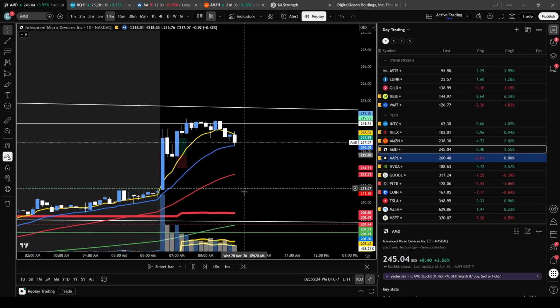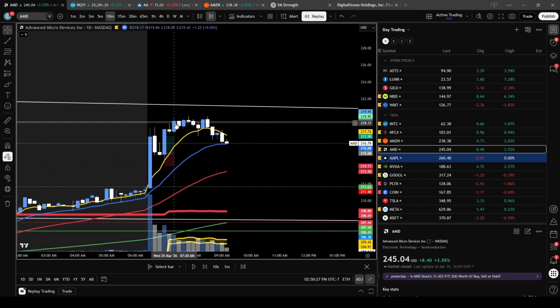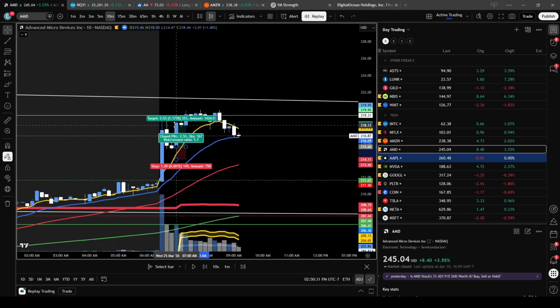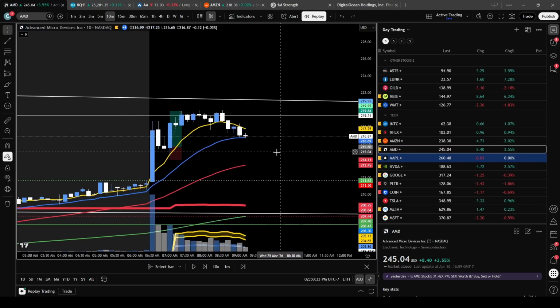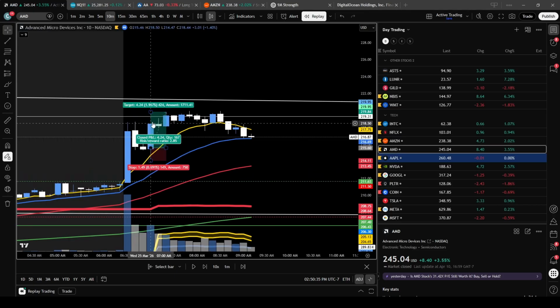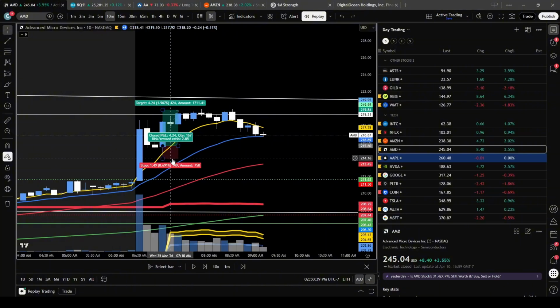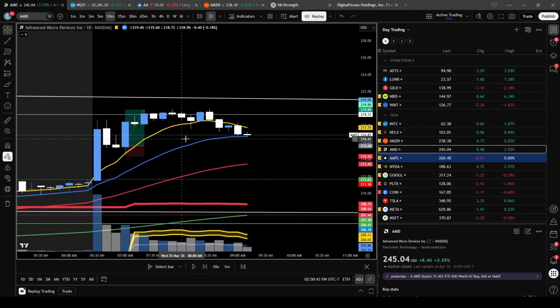Since we're rejecting that key level on the daily chart. But just from here to here, to high of day, 2.9R trade. If your stop is at the bottom of the candle, 3.4.